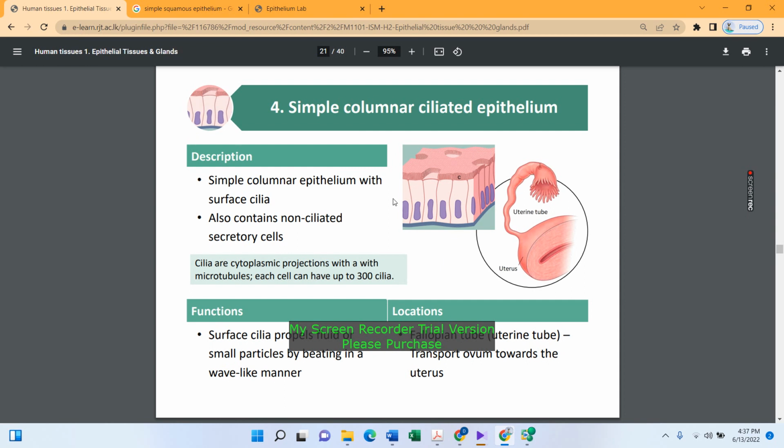Simple columnar epithelium with surface cilia also contains non-ciliated secretory cells. Cilia are cytoplasmic projections. So the secretory cells are there, and they are not ciliated. That's what it means. Cilia are cytoplasmic projections with microtubules. Each cell can have up to 300 cilia. Surface cilia propel fluid or small particles by beating in a wave-like manner.